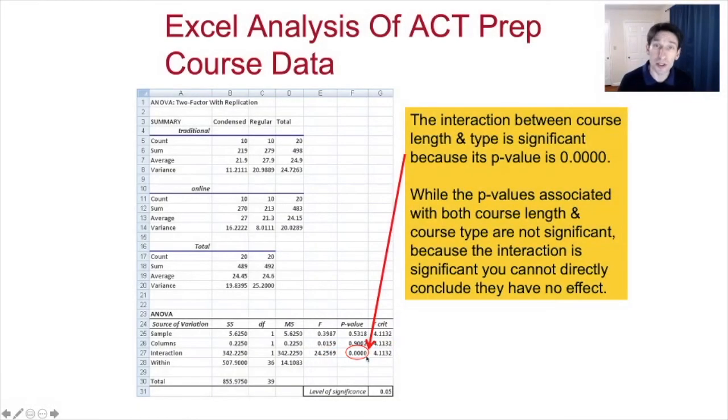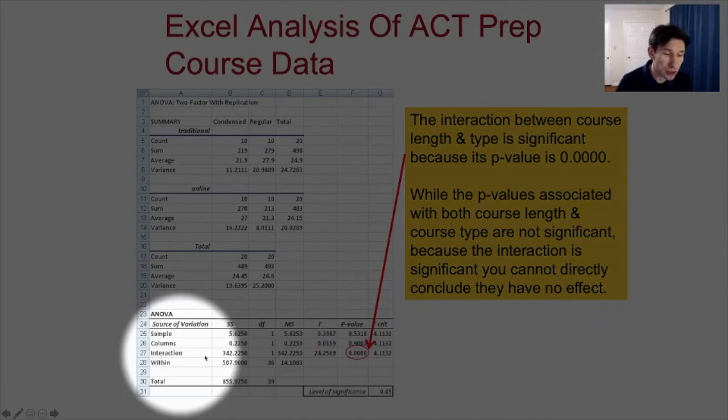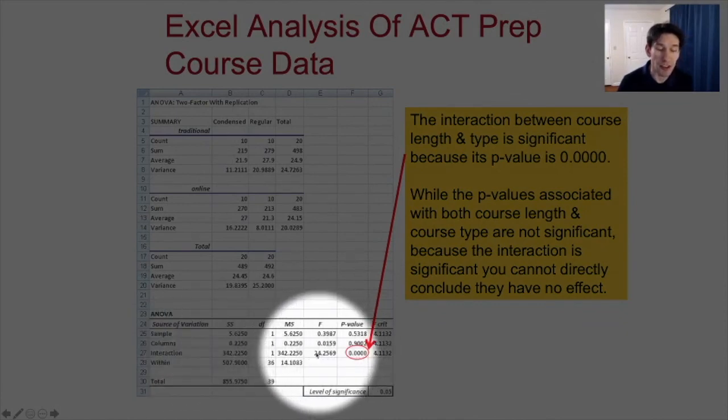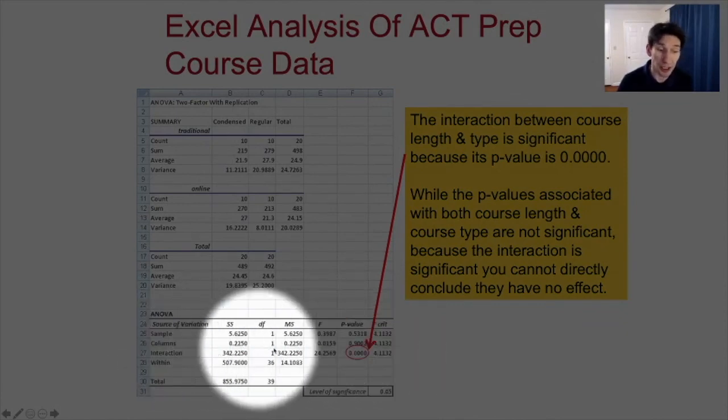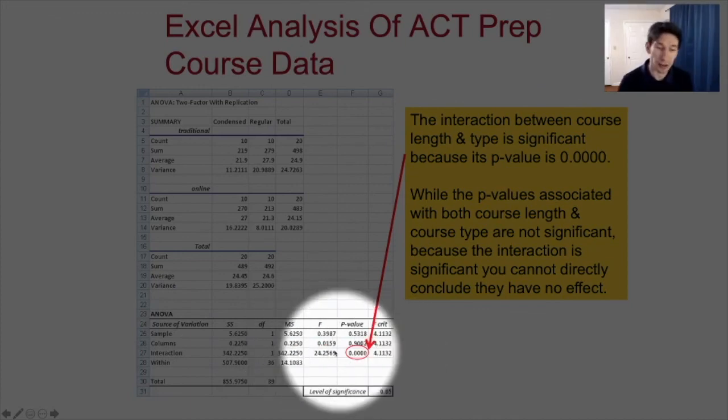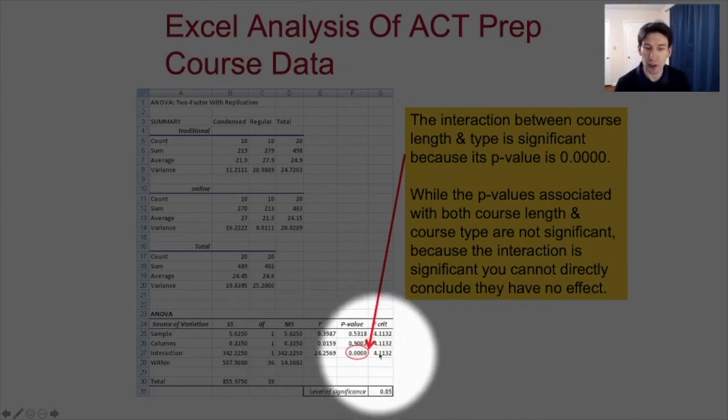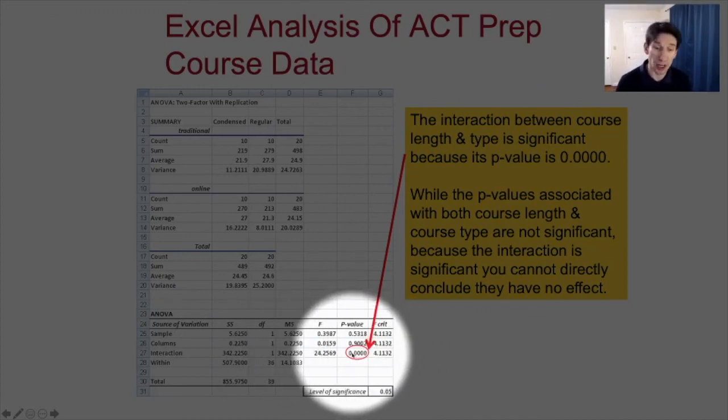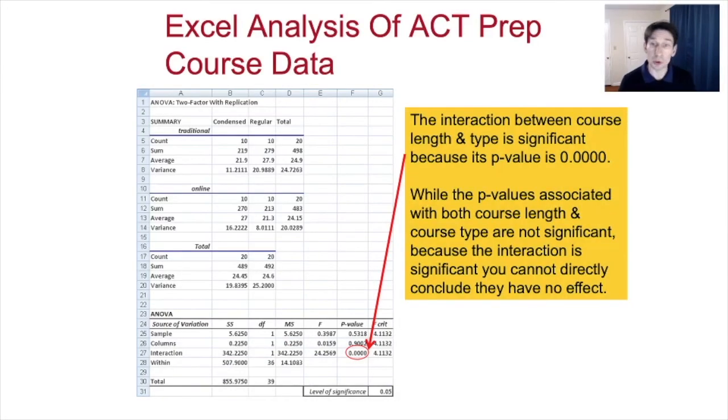In Excel, what would this look like? You would reject the null hypothesis of this test, the third line, the interaction f-test. You would have the f-stat larger than the critical f-value, or you would have a very low p-value. Remember, that is just an alternative way of looking at your test. So here the interaction between the course length and course type is significant.